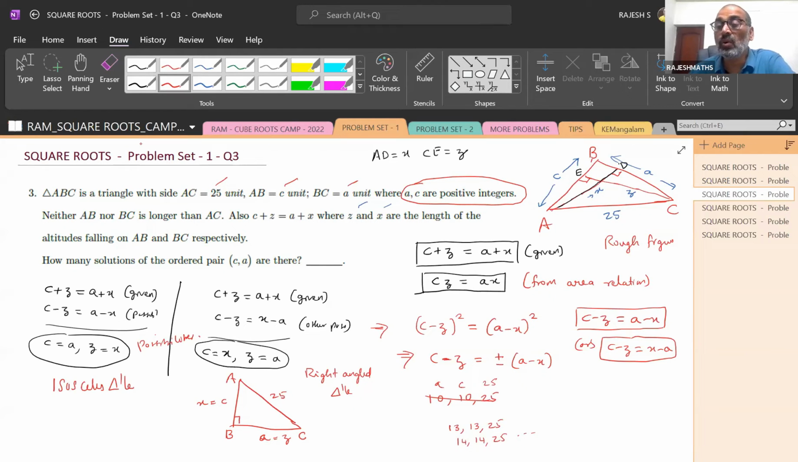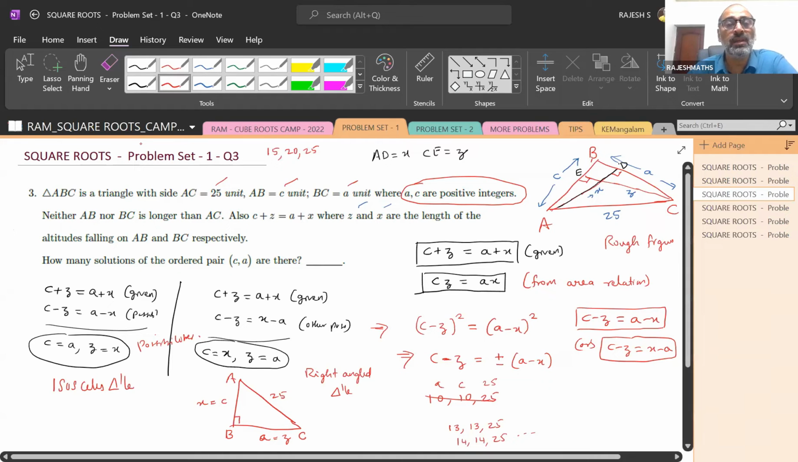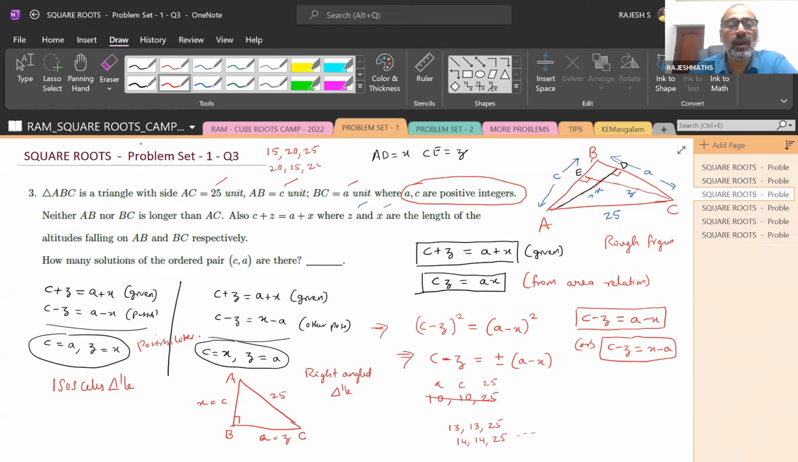Okay, and you should know till where it goes. It is not longer than AC. Okay, that is one thing. And then what about the right angle triangle? Right angle triangle, you have only two combinations. 15, 20, 25 form a right triangle. Of course, CA can be 15, 20 or it can be 20, 15, 25. And another combination is 7, 24, 25 and 24, 7 and 25.